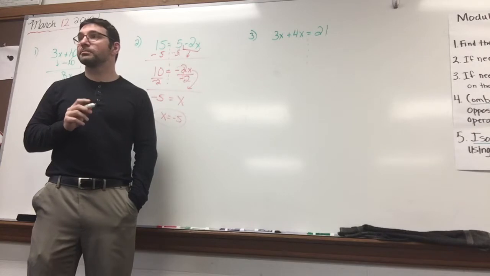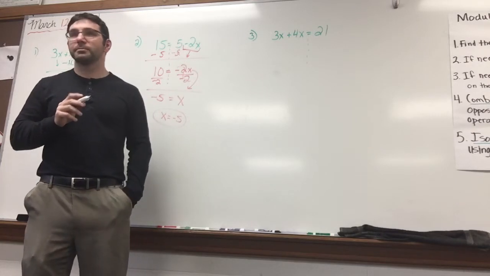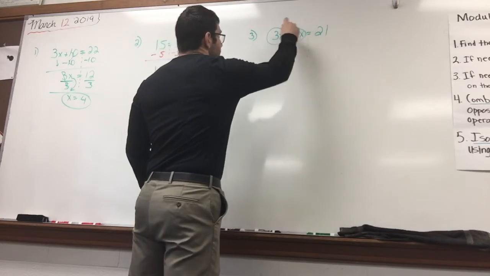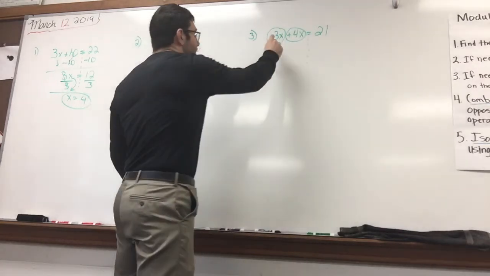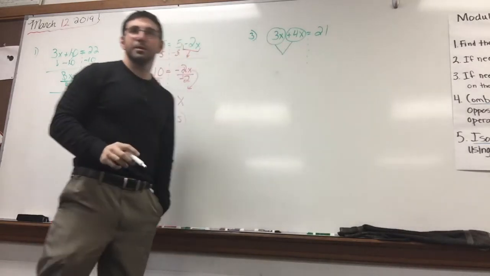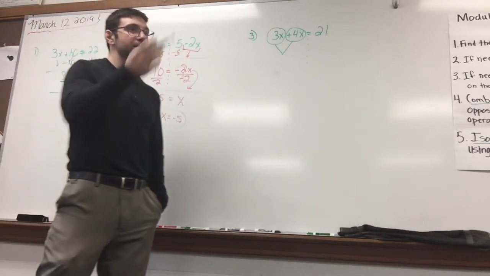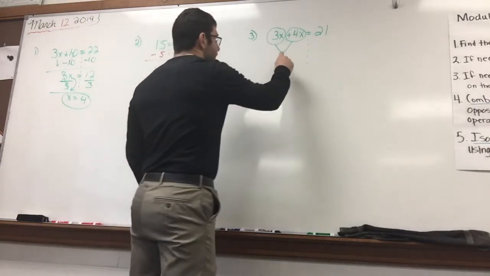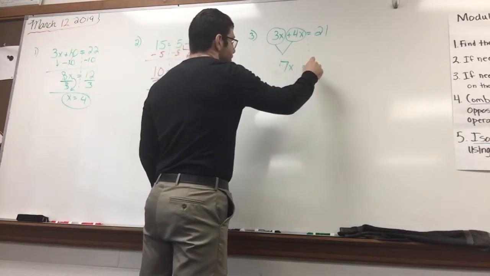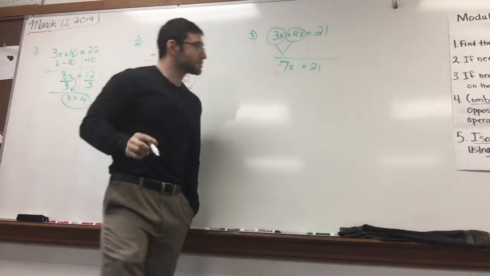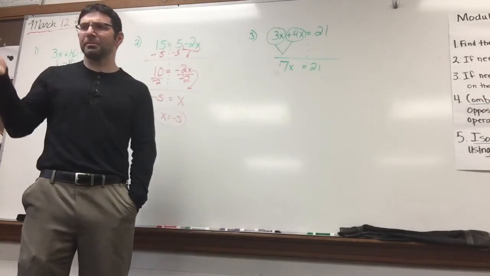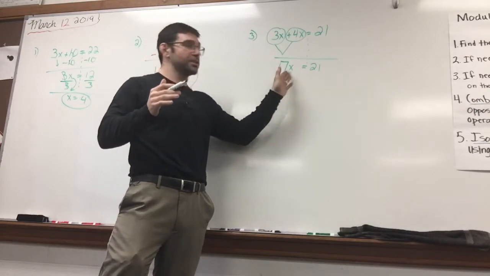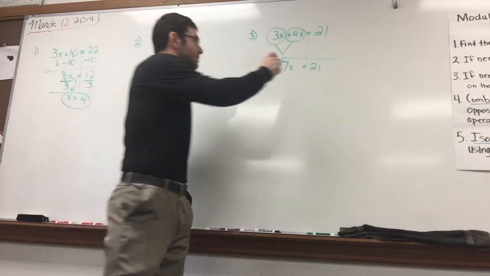So you can combine like terms, 3x and positive 4x. On this side, 3x plus 4x can be combined because they both have the same variable of x, and the coefficients I can combine, right? So what's that give me? 7x. So now I have 7x equals 21. Step 4. Are we combining constants? No, because there's no constants.